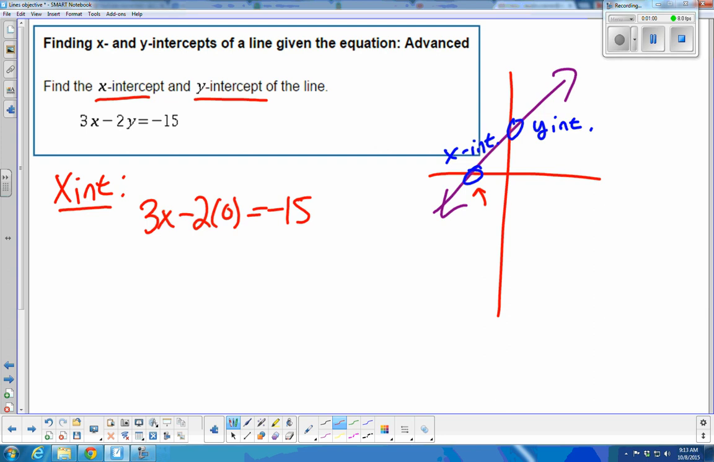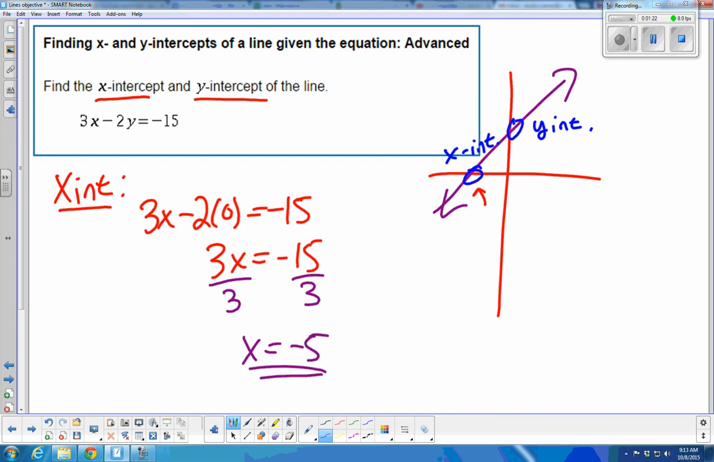Okay, so there you go. Now, negative 2 times 0 is just 0, so it's not even there. So you can write this as 3x equals negative 15. That would be perfectly fine. And then if you want to get the x by itself, you just divide by 3. If you divide by 3, you get x equals negative 5. And that's going to be where it crosses the x-axis. So that's your x-intercept. Okay, so we got one down, one to go.